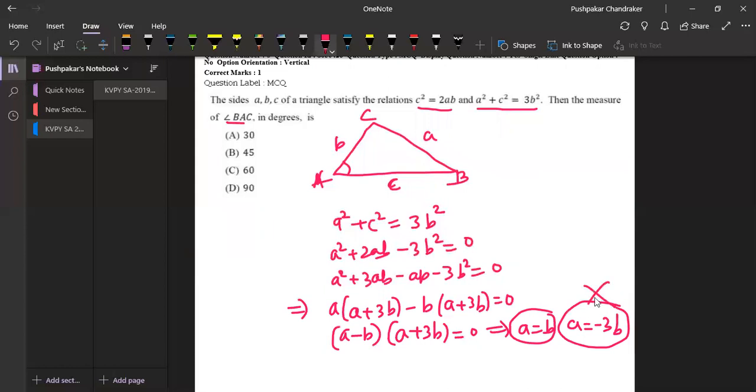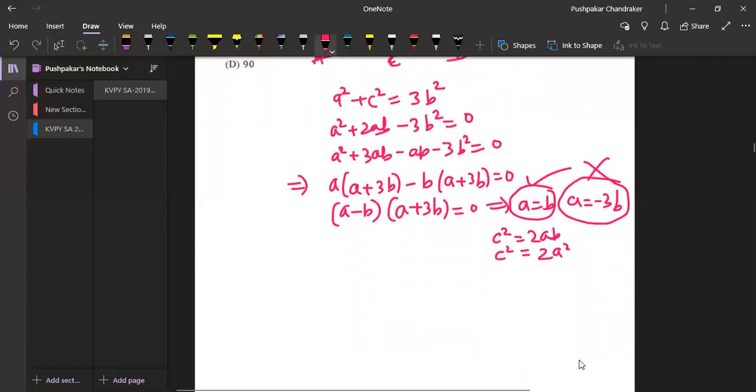Definitely the second case is not possible, only the first case is possible, a equals b. Now let us apply the cosine law. Since a equals b, we can find c square. Then what is c square? 2 times ab, so we get 2a square. So c square is 2a square, or we can also say c is a root 2.